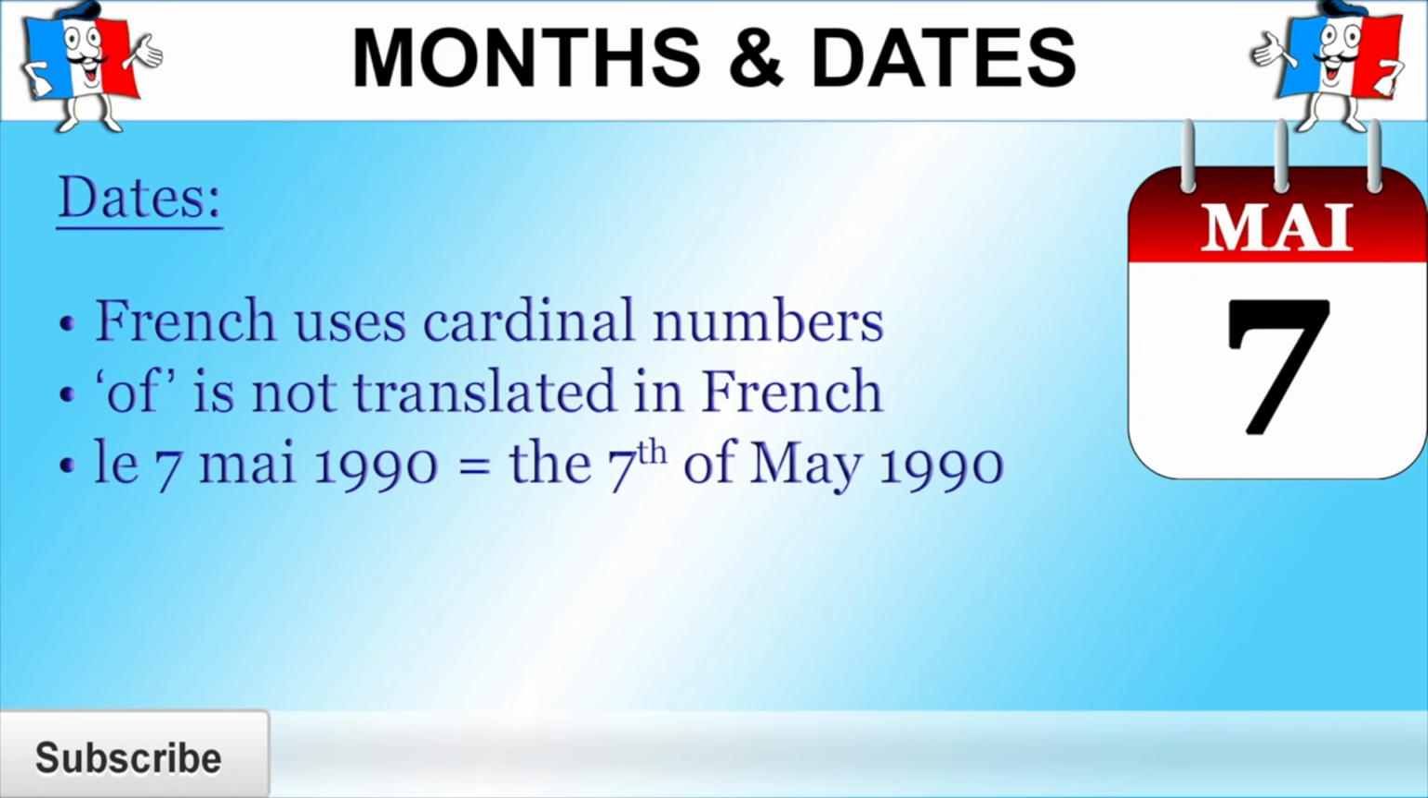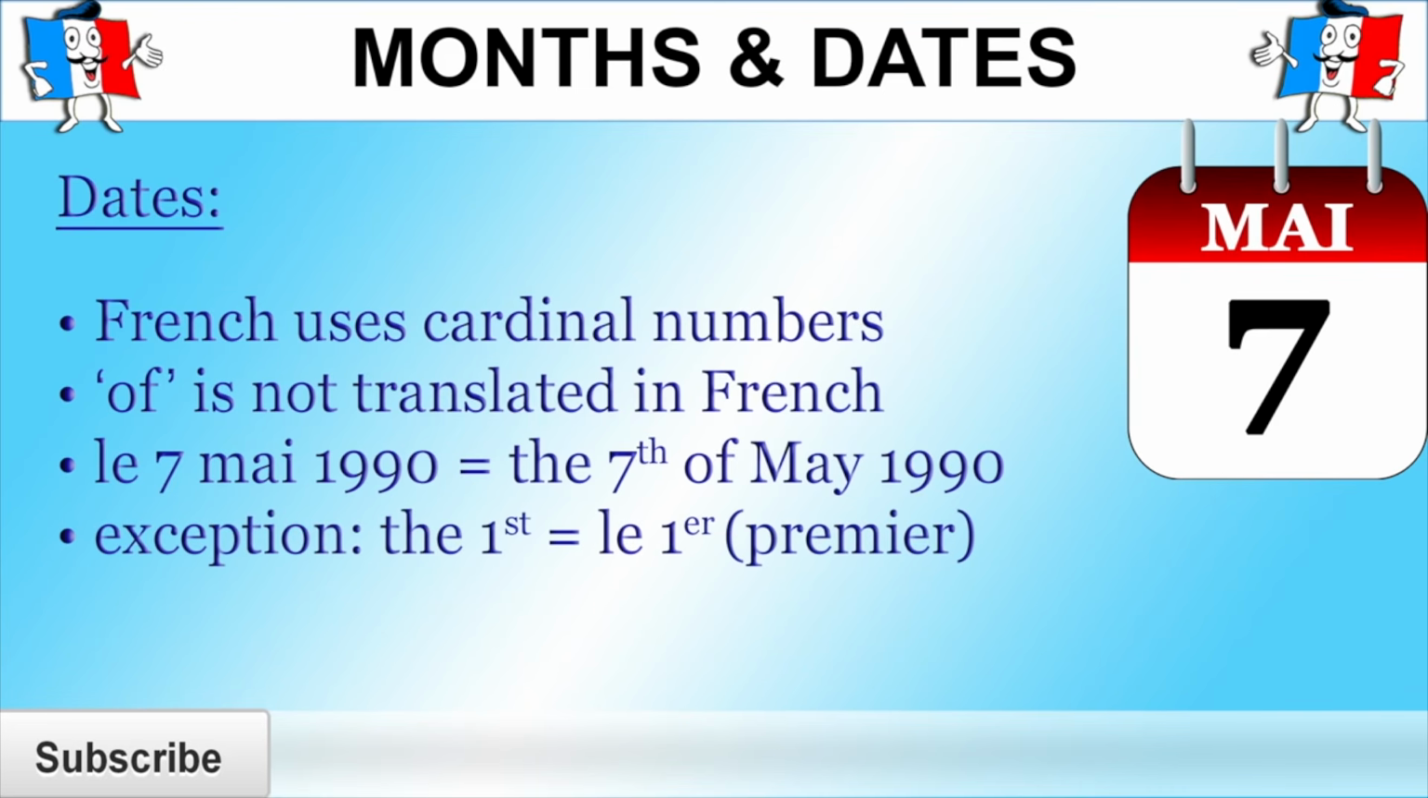So for example, le 7 mai 1990, which word for word means the 7 May 1990, means the 7th of May 1990. So as you can see, in French you need to use the number 7, whereas in English you would use sevenths. Of is not translated in French. There is no word between 7 and mai. And the month mai does not take a capital letter. So basically to say the 7th of May 1990, French people say the 7 May 1990.